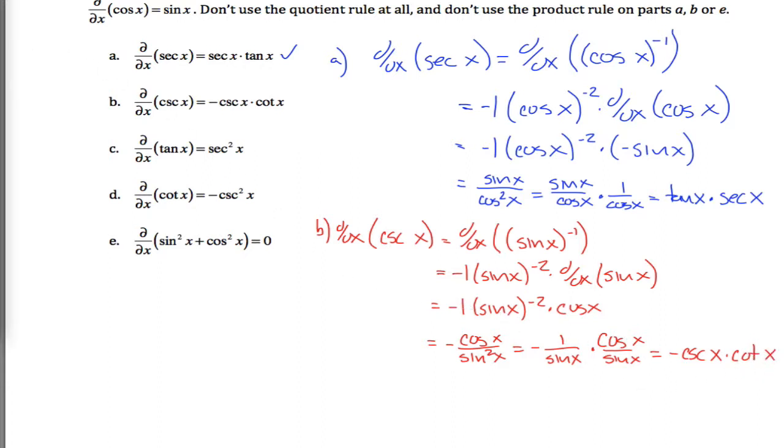All right, next one, part C. Part C says find the derivative of tangent. And in part C, we're allowed to use the product rule, just not the quotient rule. So the way we could do this is say that tangent is the same as sine over cosine, which is equal to sine of x times cosine of x raised up to the negative 1 power.